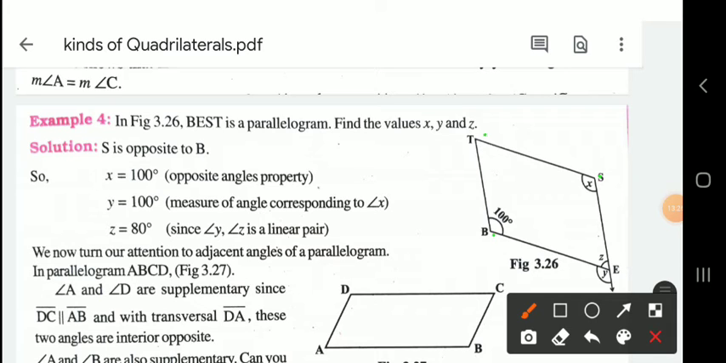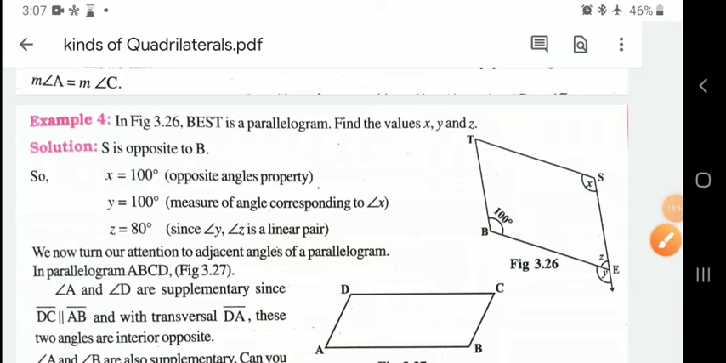Find the values of x, y and z. Here there is x, here it is y and it is z. Now using the properties of parallelogram, we are going to solve this example.